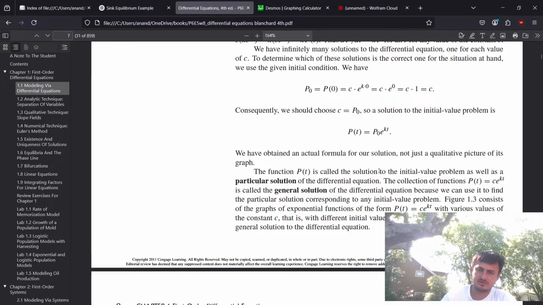Okay, so all right, so they basically guess. Okay, so here we go. This is important. A particular solution to an IVP is one of the P of t's. A general solution is a family of functions like P of t equals C e to the kt.